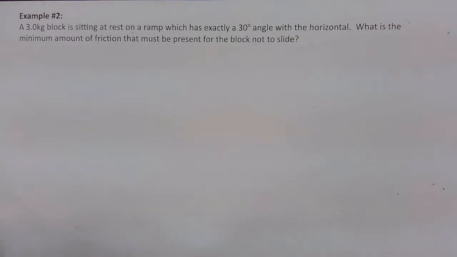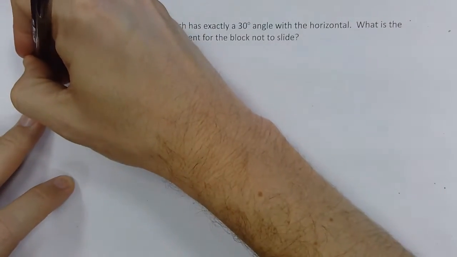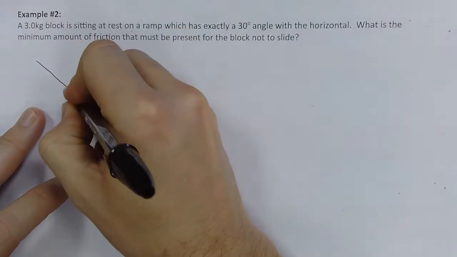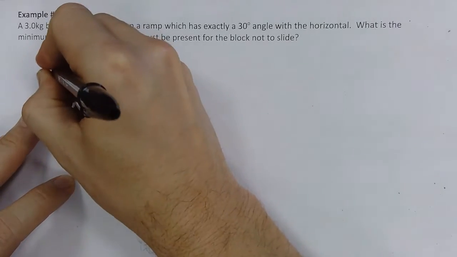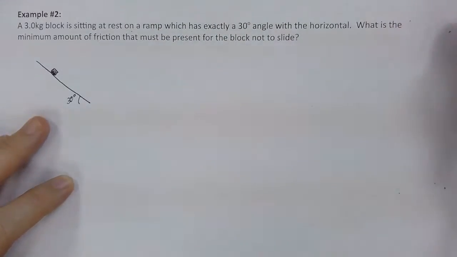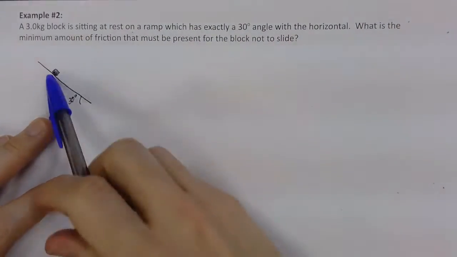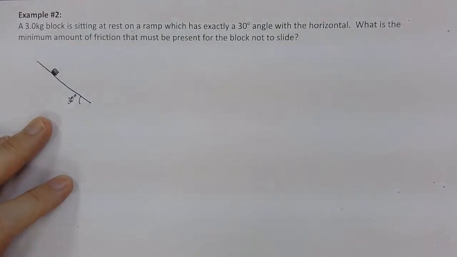Now, the first thing that would be helpful is to draw a quick picture. So let's do it. There we go. So we've got a block on the ramp. We've got our 30-degree angle. We do know that the block is 3.0 kilograms.